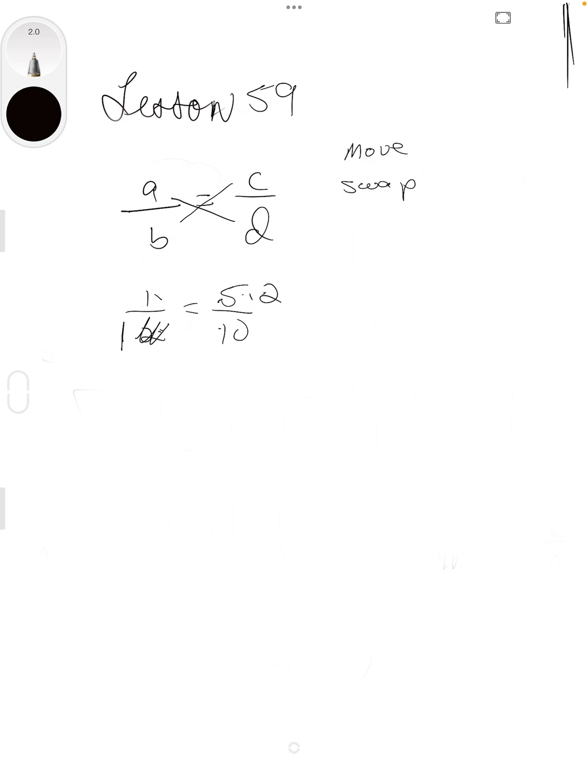5 times 2 is 10. 10 over 10 is 1 over 1. If I move B up to C, or I move C down to B, or I move A over to D, or D over to A, it still remains true. And it doesn't matter which one you move. Understand, though, when you remove it, you have to replace it with a 1. Otherwise, it won't make sense.